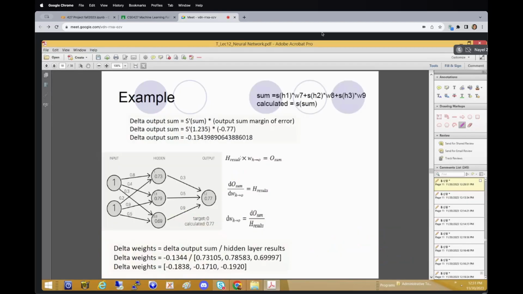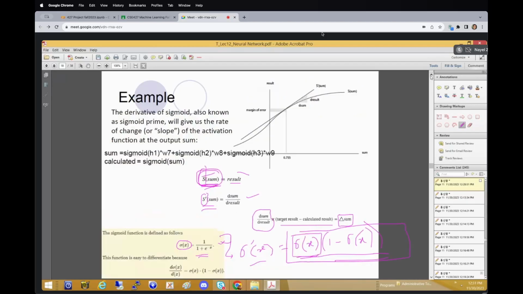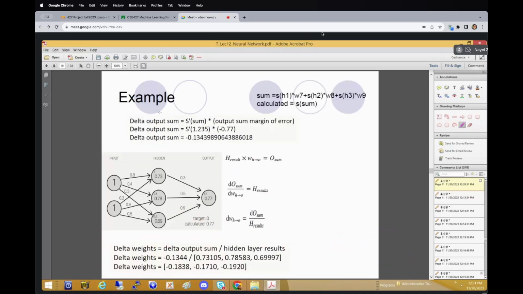Now, as we can see in this case, the delta sum is the derivative of the sigmoid of the sum times target result minus calculated results. Here is this, that is the delta output sum. If we just write it simply, it is the derivative of the sigmoid of the sum times the output sum margin error.